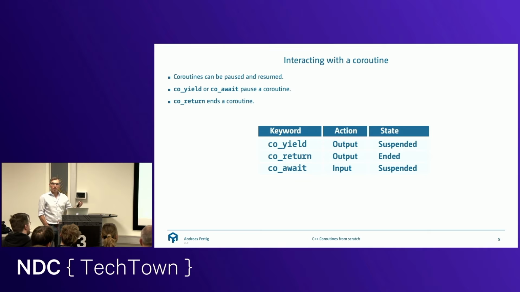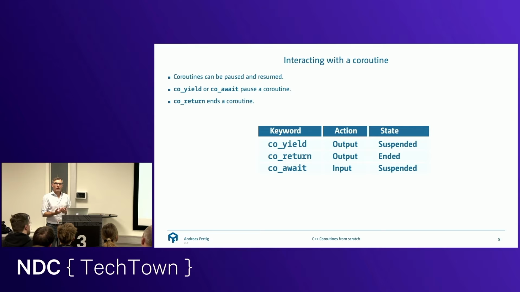co_return is also an output action. That means we are returning a value for the final time of this coroutine, and my coroutine ends here. As with regular functions, you can return a value or you can return void at this point. The state of the coroutine after that is ended, so you're not supposed to resume it again. As I already said, that's undefined behavior. The third new keyword, which I haven't used so far, is co_await, and this is the other way around. So this is an input action.